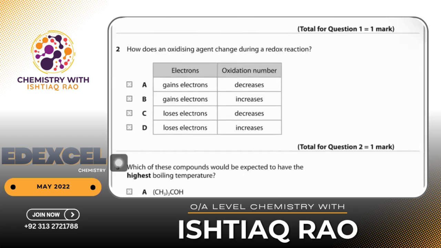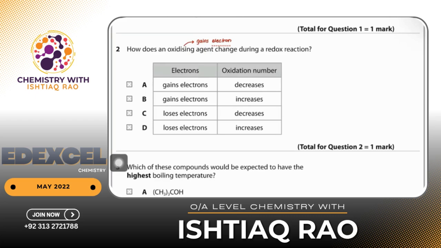How does an oxidizing agent change during a redox reaction? Oxidizing agent is the one which reduces itself. So reduces itself means it's going to gain electron. So oxidizing agent, I can say it gains electron. We have two options, A and B.